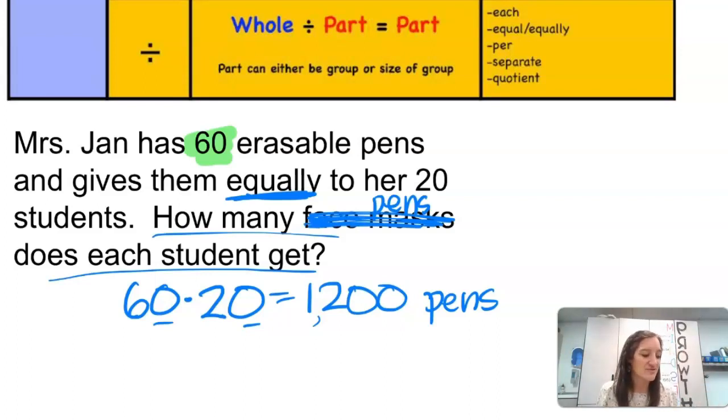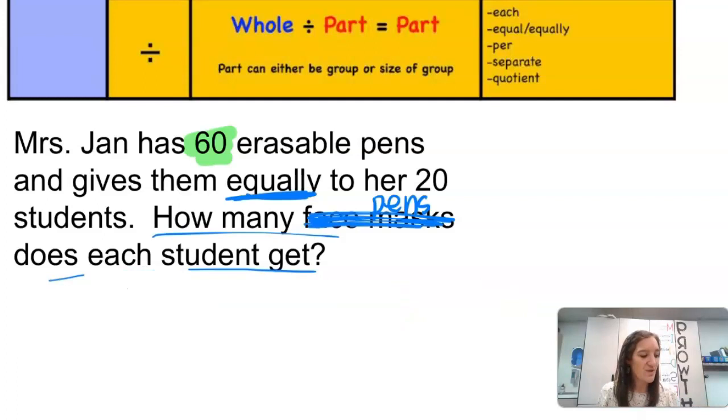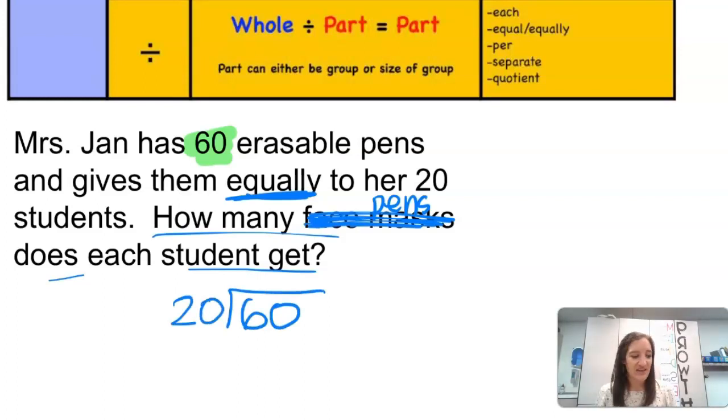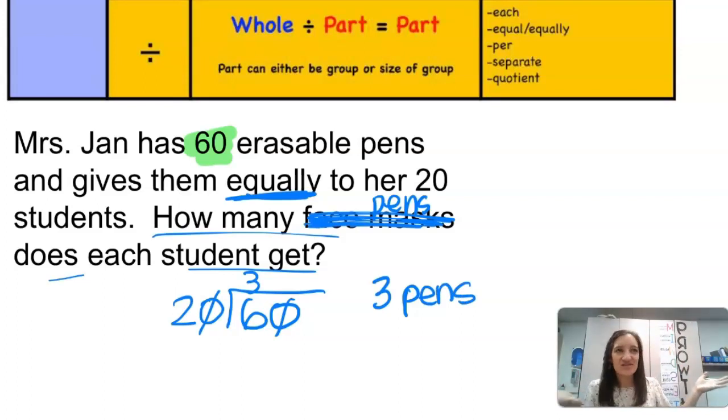So then let's try the other operation. Let's try dividing. Let's take this 60 and let's divide it between her 20 students. That will give us 3 pens. Now, does it make more sense to say that if she has 60 pens and 20 students, that each student will get 3 pens? Yes, that makes complete sense.